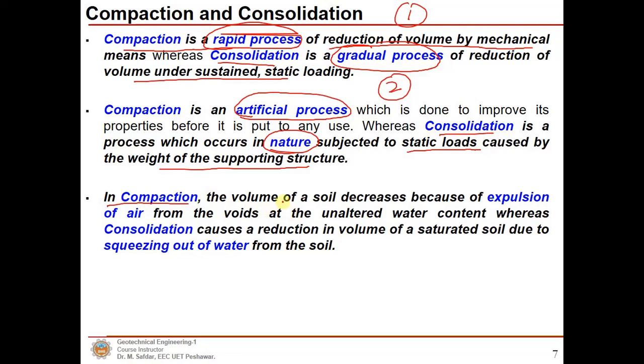In compaction, the volume of soil decreases because of the expulsion of air from the voids at the unaltered water content, whereas consolidation causes a reduction in volume of a saturated soil due to the squeezing out of water from the soil. So this is the major difference, that in compaction air is removed, while in consolidation water is being squeezed out from the particular soil.